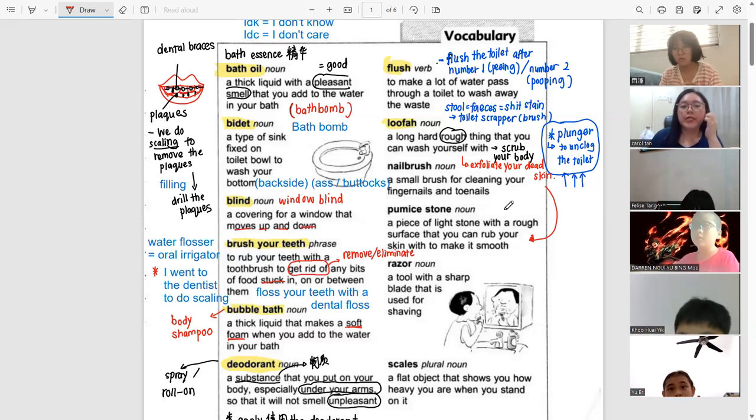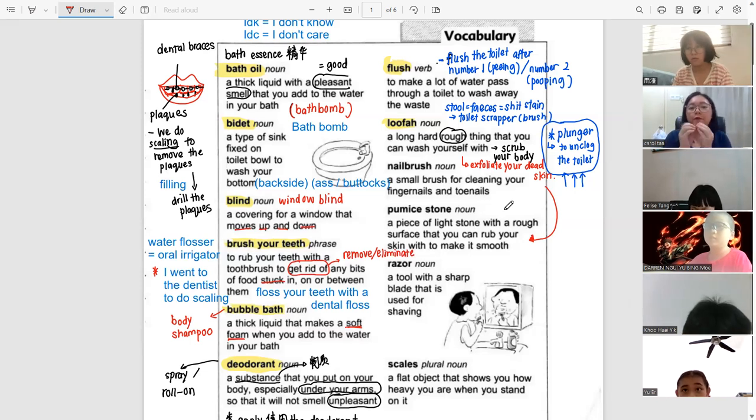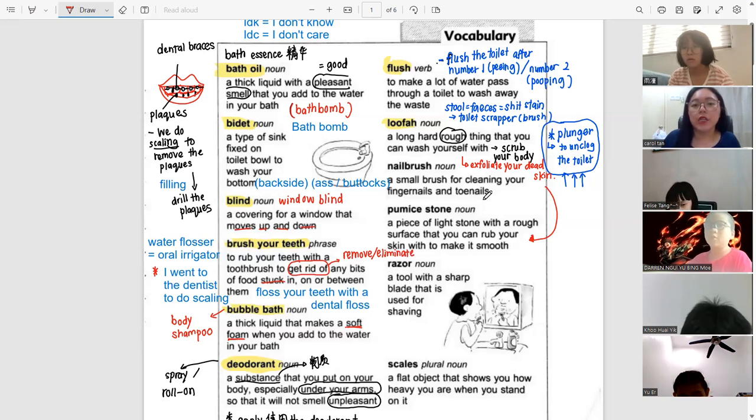And then a nail brush is a small brush for cleaning your fingernails and toenails. Nail brush. Okay, I'll skip this one.